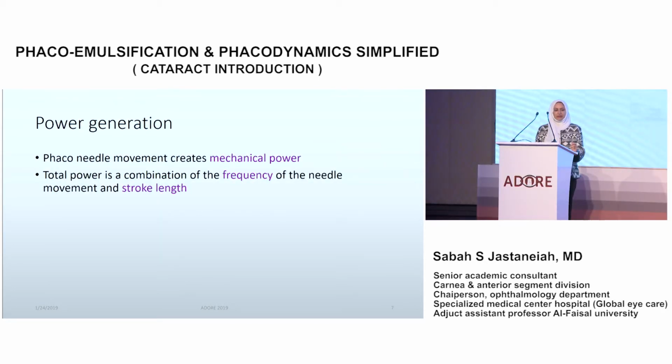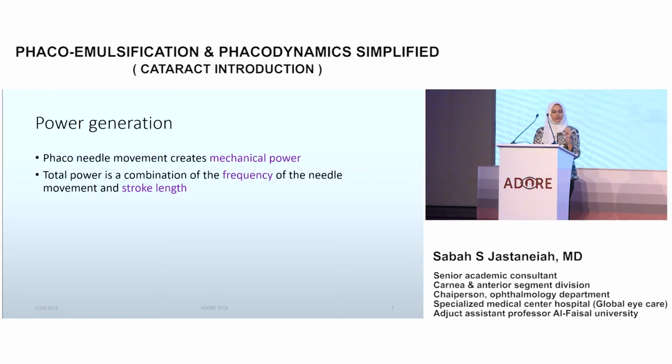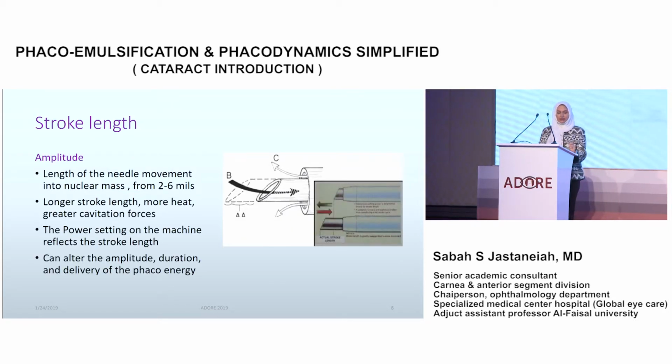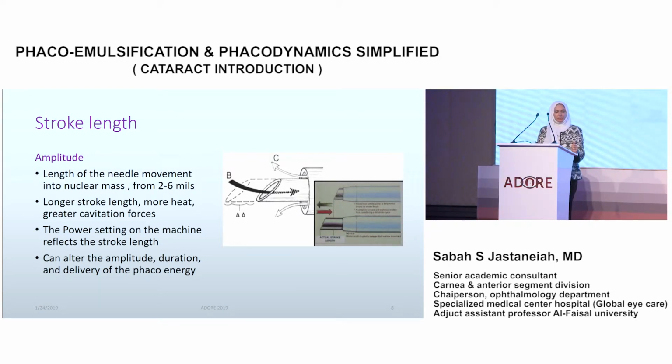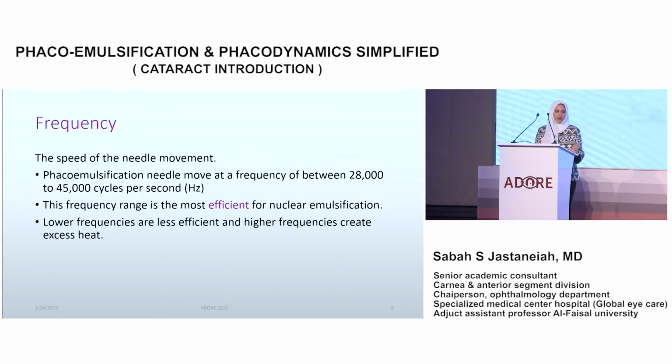The power generation through that phaco needle movement is mechanical. And this power, the total power, is a combination of two factors: the frequency of the needle movement and the stroke length. The stroke length, which is the distance over which the needle tip moves back and forth, is about 2 to 6 mils, about 1.5 to 4 in many of the machines. The longer the stroke length, or this distance moved, the more heat and greater cavitation forces. The power setting of the machine reflects the stroke length. So if you're setting your power to 50, 60, 100, then this is reflected in the stroke length. And of course, the surgeon can alter the stroke length, or the power of the machine, the amplitude, in order to decrease the energy or the heat exerted.